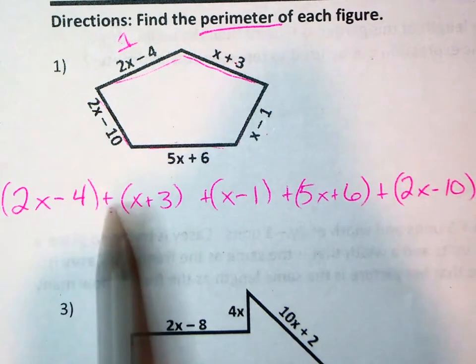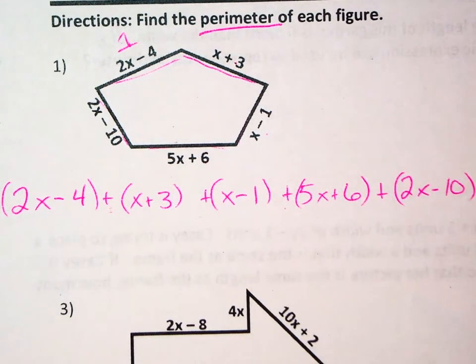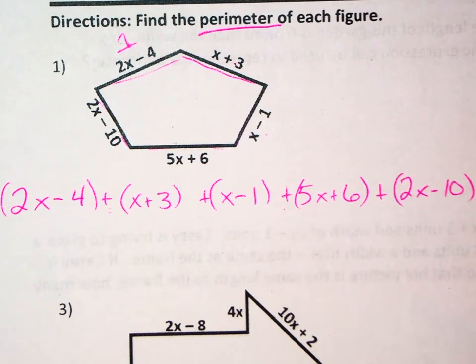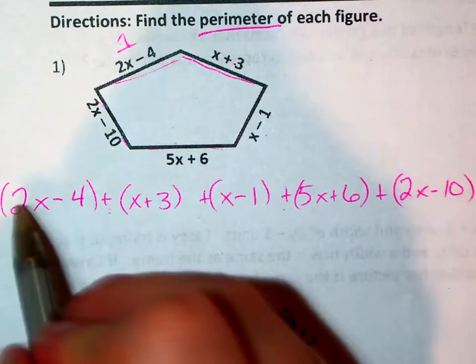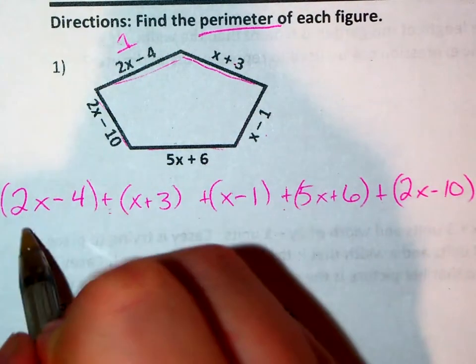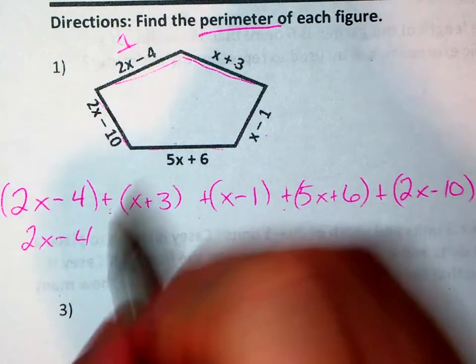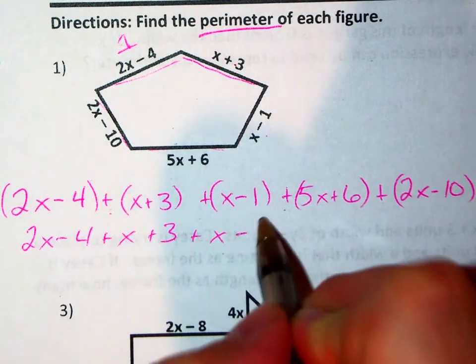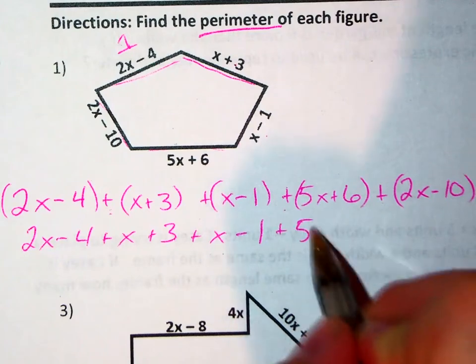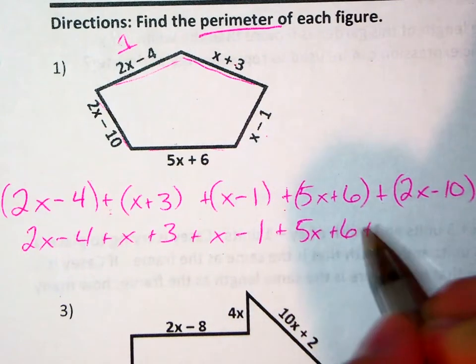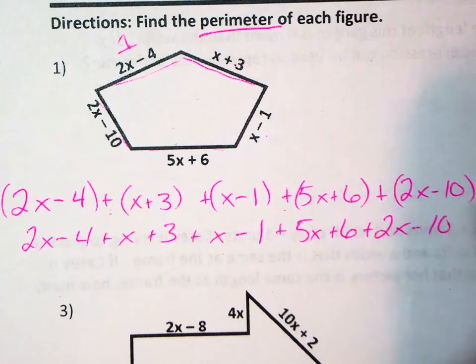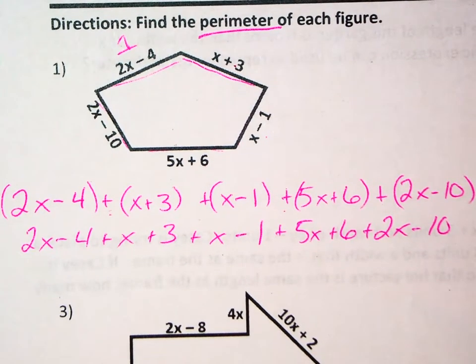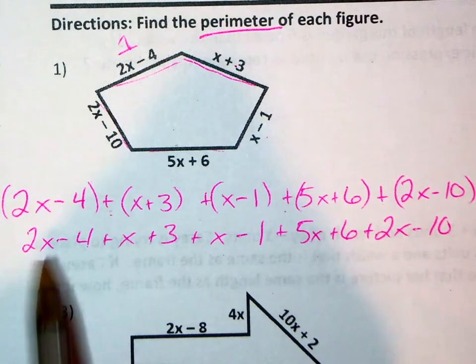And as long as we don't have any subtraction signs between the parentheses, we don't have to worry about doing any distribution. So now I can just simply pull each of these terms out of the parentheses. 2x minus 4 plus x plus 3 plus x minus 1 plus 5x plus 6 plus 2x minus 10. And now we're down to one really long chain of combining terms.